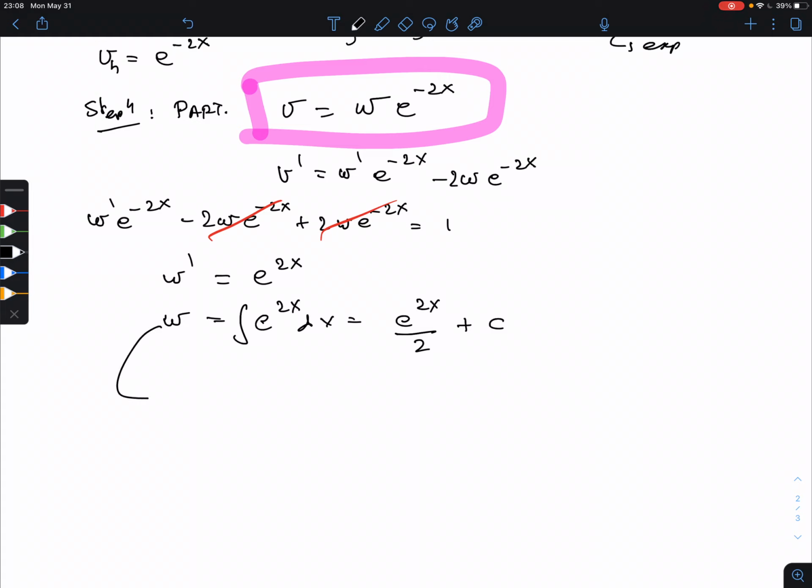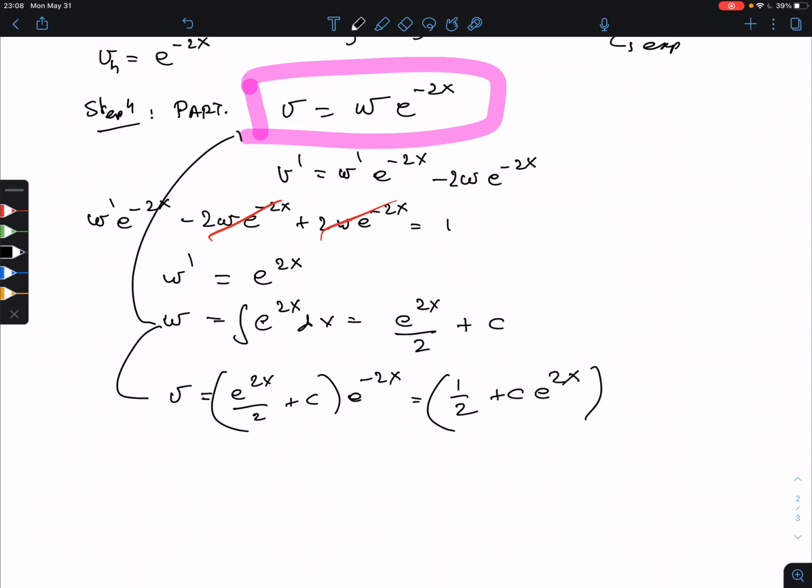What is this one? Well, this we get from here. So we see that v is equal to e to x over 2 plus c times e to the minus 2x. So this would be actually a half plus c e to x. Don't say, oh, come on, I'm going to rename this constant and make it 1. No, you cannot do that. This is not a constant, this is the constant. There's no need to rename it, so I'm going to keep it for now.